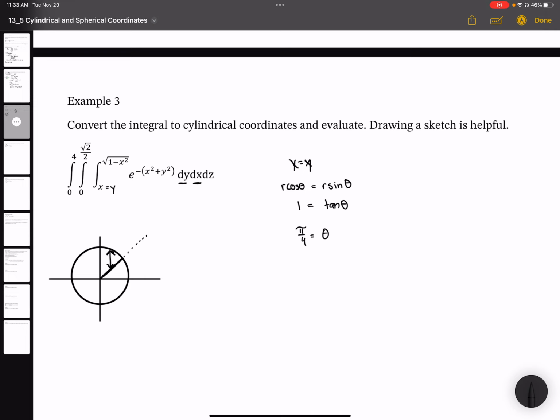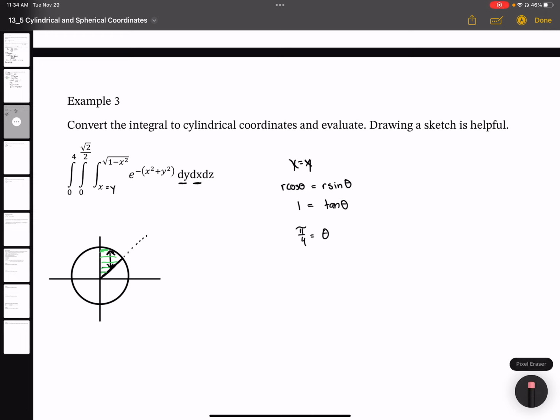So we know our start angle is pi over 4. And the y's are moving from the line y equals x up to the circle, and our x's are moving from 0 to square root 2 over 2. So if x is going from here, from 0 to square root 2 over 2, that means that obviously we're on a circle of radius 1, but our final angle is pi over 2 instead.